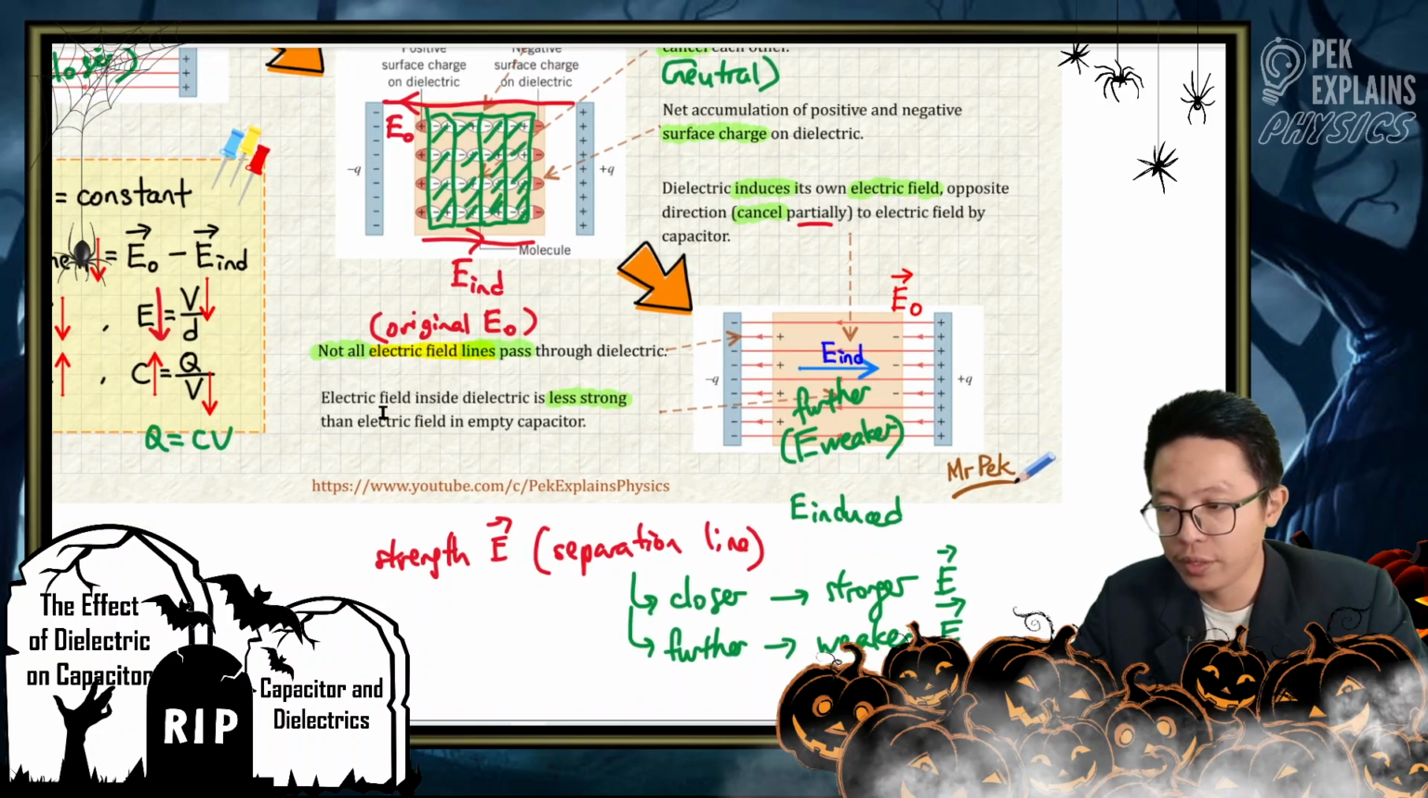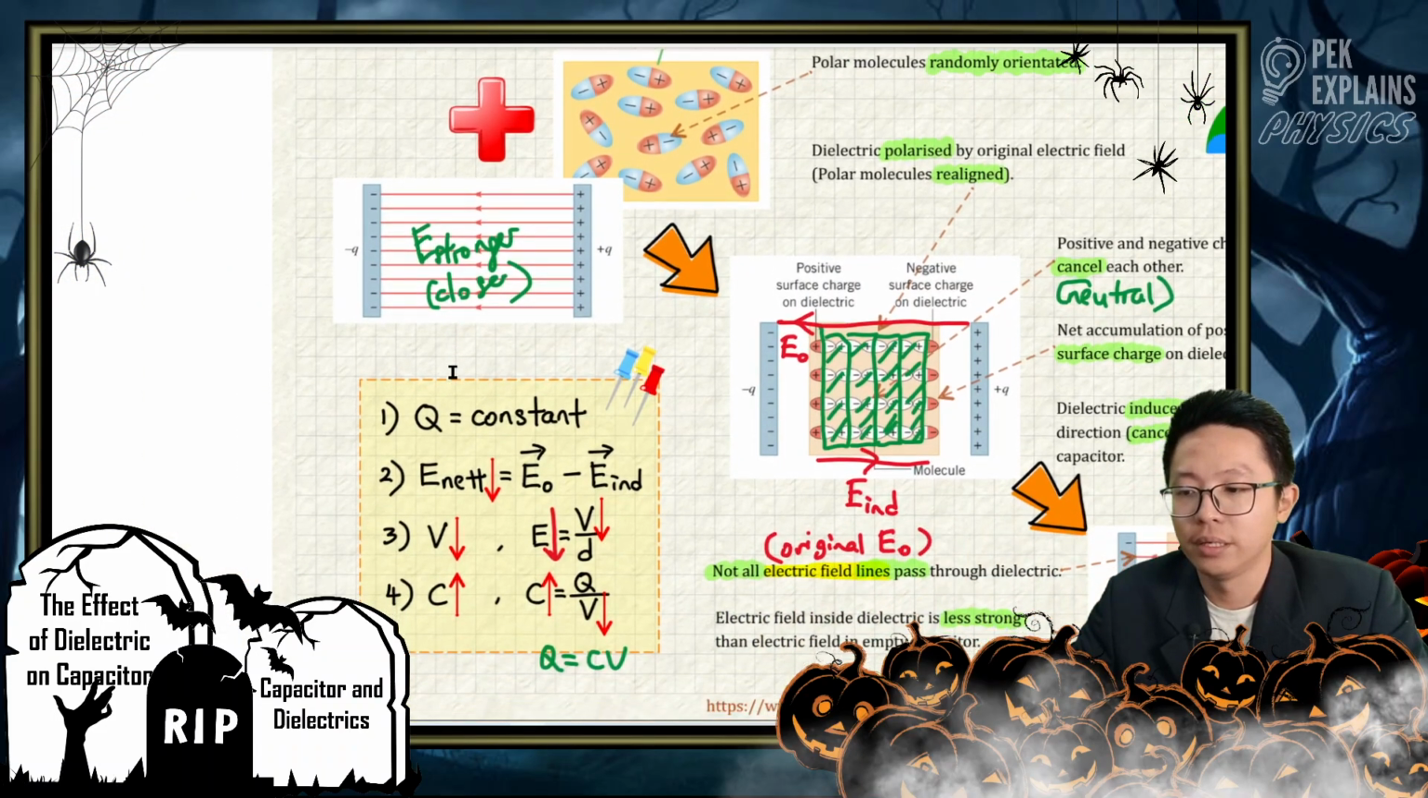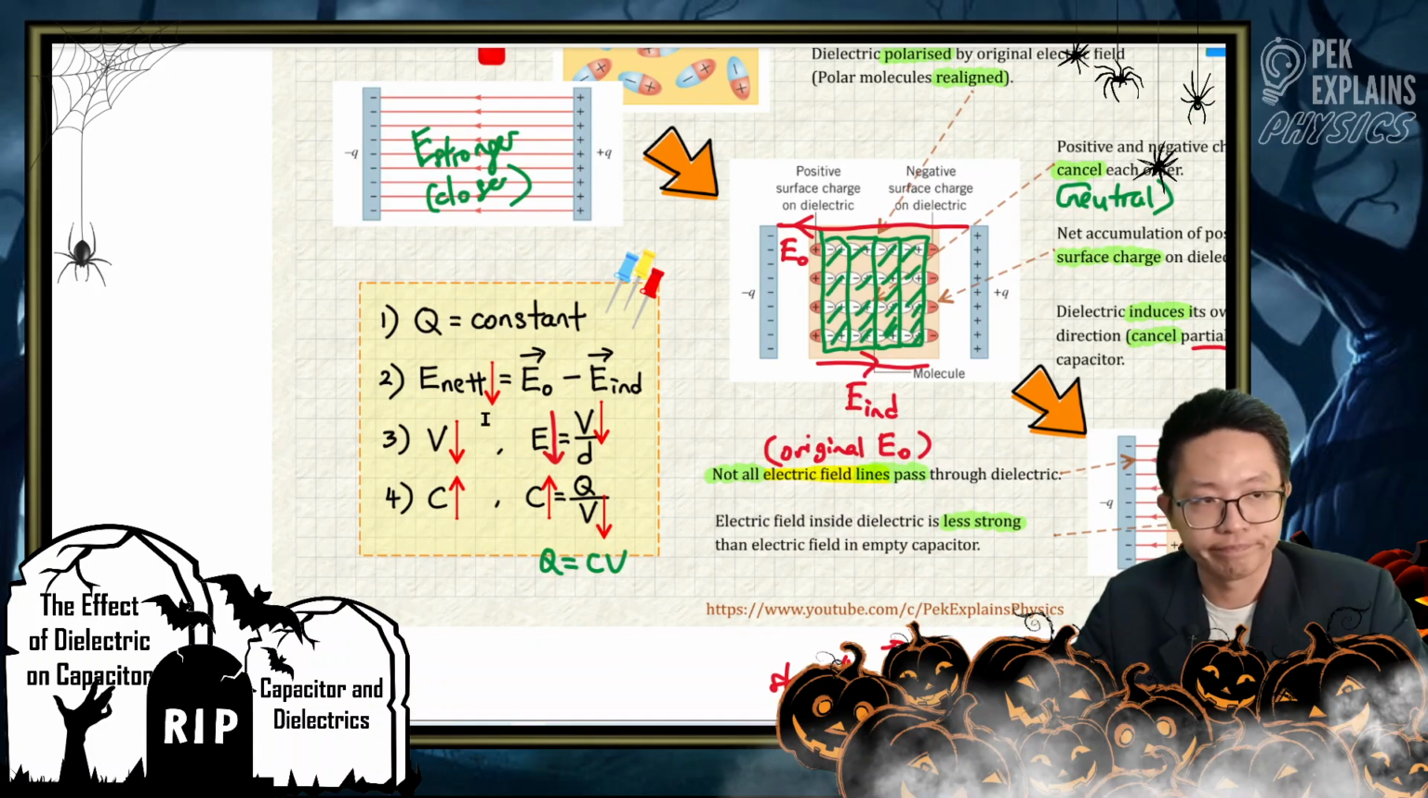So we can say the electric field inside the dielectric is less strong than the electric field in an empty capacitor. Why less strong? Because some lines cannot pass through, so the lines are further from each other in the dielectric. That's why the resultant electric field is lower. Mathematically, we say the original electric field is partially cancelled by the induced electric field. When it is cancelled, the resultant electric field becomes smaller, the voltage becomes smaller, and the capacitance of the capacitor increases.